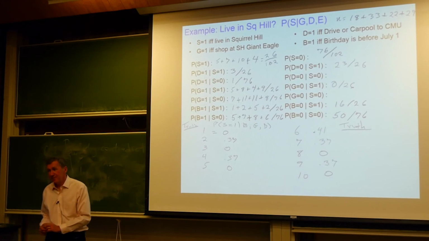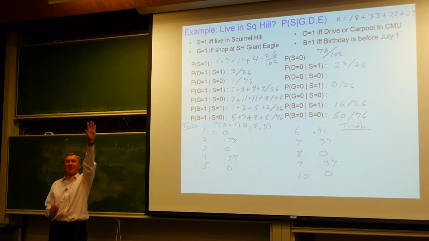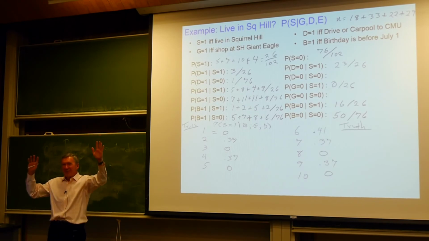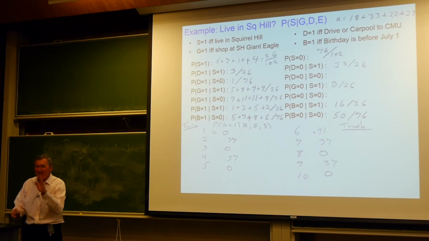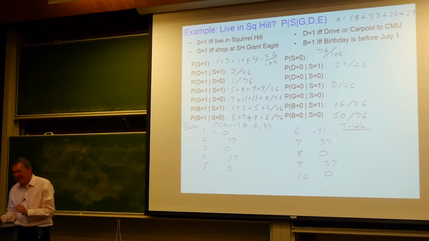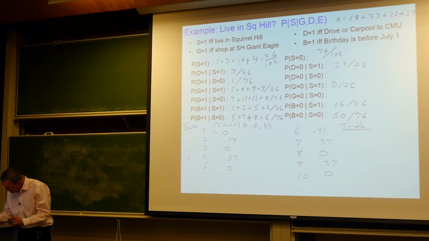Okay, all right, the results are now ready. Here come the results. Number 4 and number 7 live in Squirrel Hill, and the other people do not.